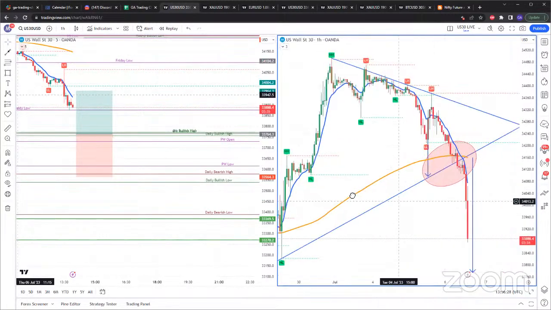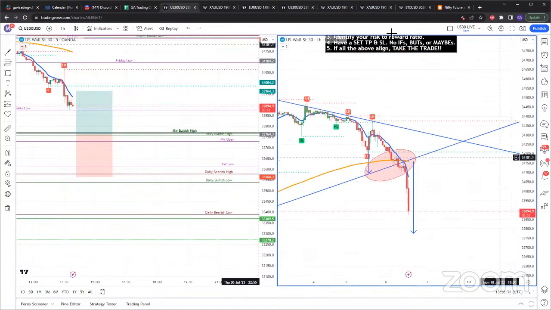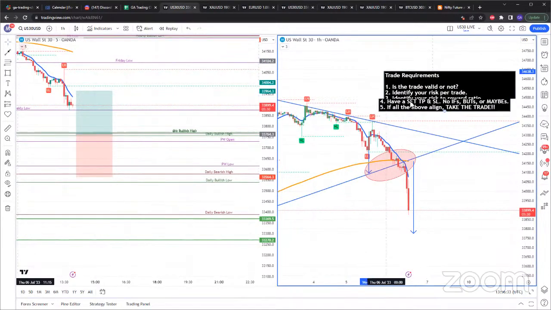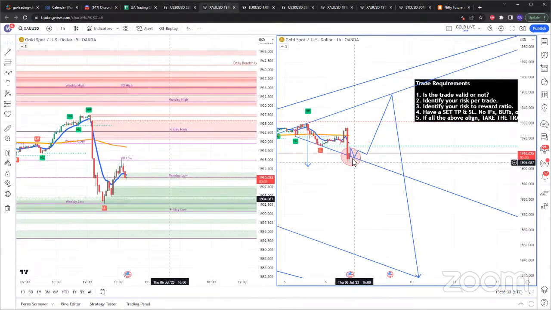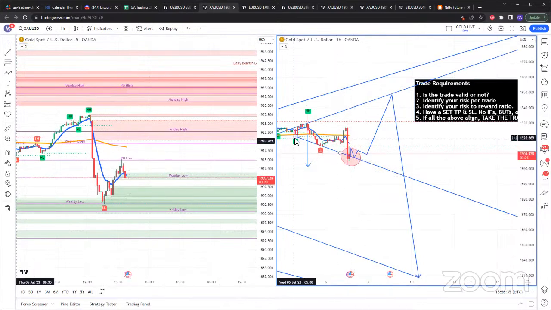And gold buys, you have to wait for 2 1-hour candles to close above this trend line to the downside. Any questions from you guys?